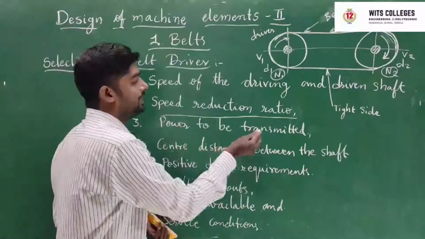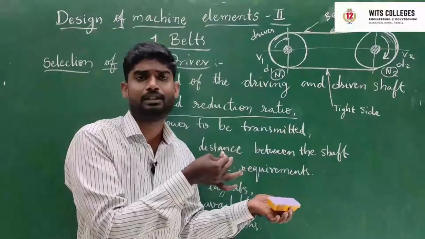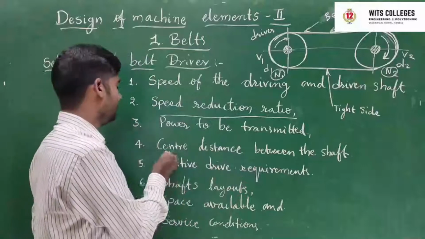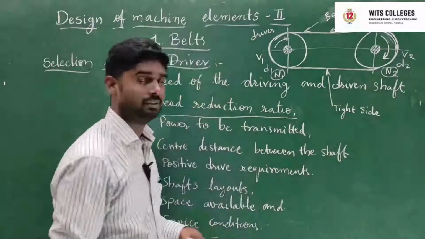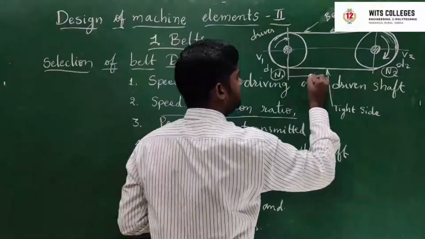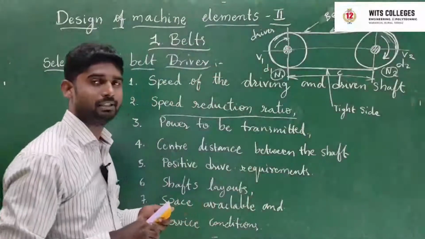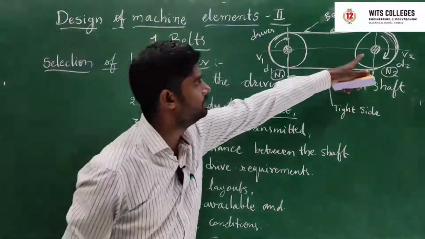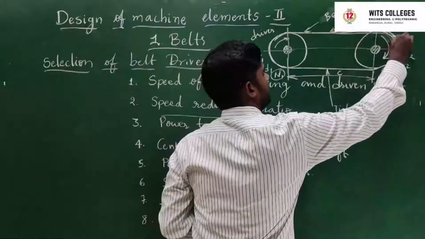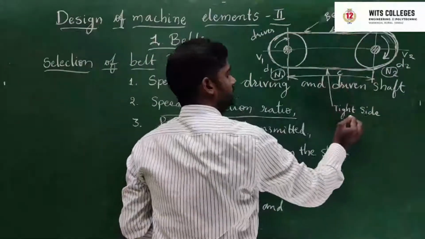Next, the power to be transmitted, like power transmitted from one shaft to another shaft, or from one shaft to another machine element. That is one. And the center distance between the shafts. Like this is the driver pulley and the driven pulley. What is the center distance between these two pulleys and shafts, like C or L? See here, this is the driver and this is the driven pulley, and this is a belt. In this belt, one side is the slack side and the other side is the tight side.